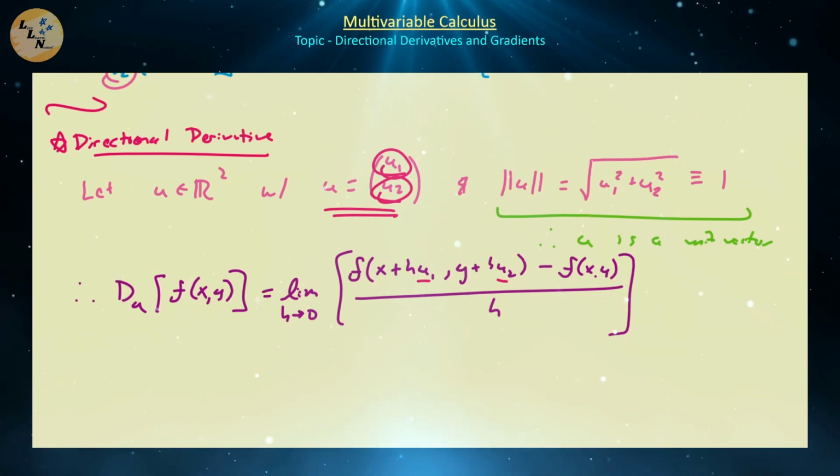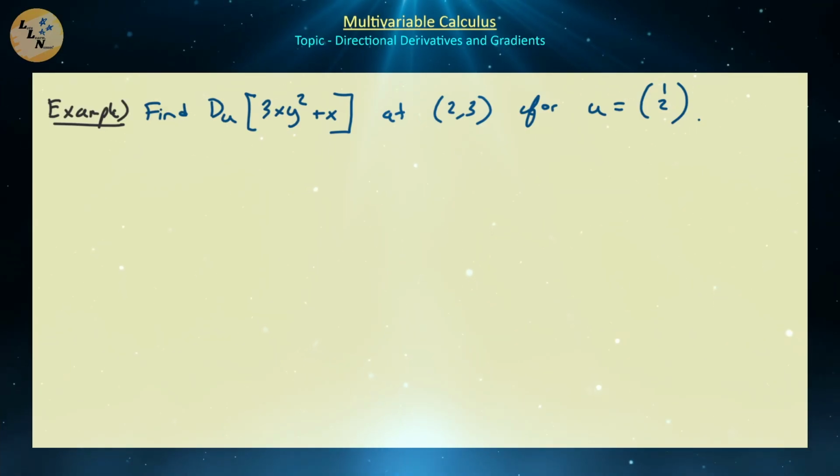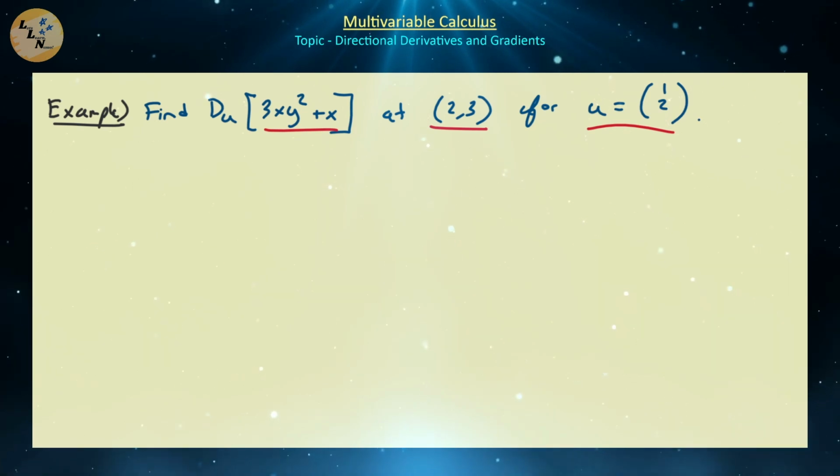Now let us look at a particular example of how we can calculate this by hand. Let's assume we're interested in calculating the directional derivative of the multivariable function 3xy squared plus x at the point (2, 3) in the direction of the vector u, which is (1, 2). Do note that the norm of this vector u is not 1, so that's the first step we need in order to construct the directional derivative of this function.